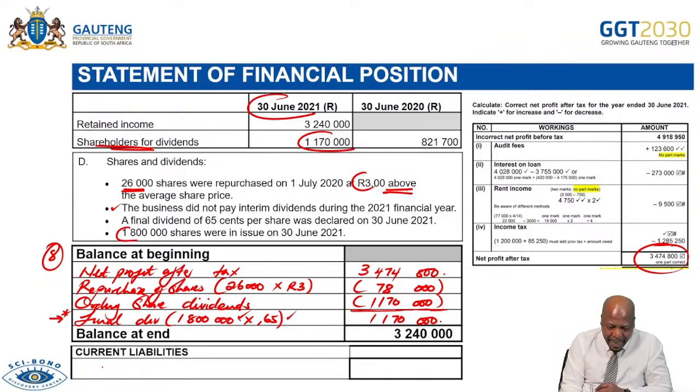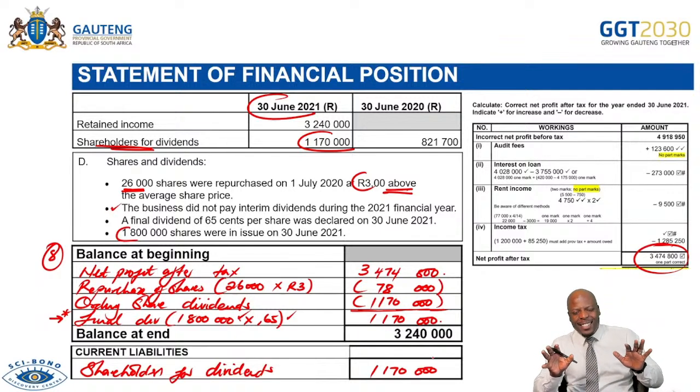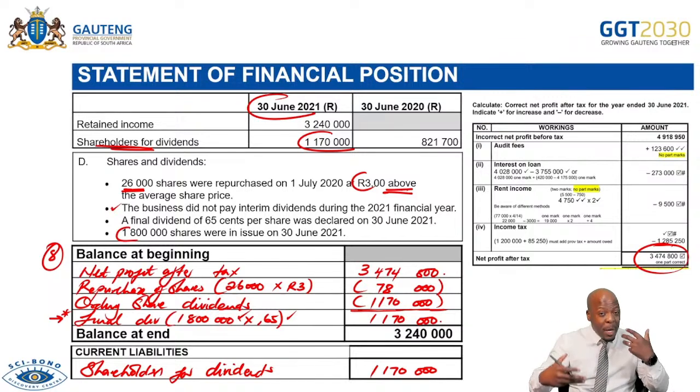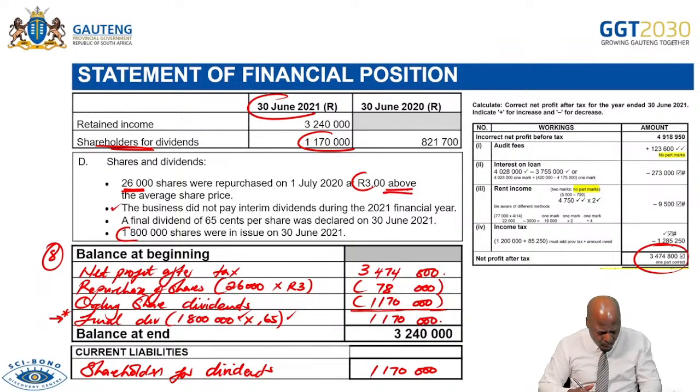You're correct. Your shareholders for dividends. So I'm going to come here under my current liabilities. What do I say? Shareholders for dividends. How much is it? 1,170,000. As simple as that. Remember, we are building our statement of financial position. So whatever calculation we do, we must be able to throw it in there as we complete our statement of financial position. Okay, let's go on to the next adjustment.